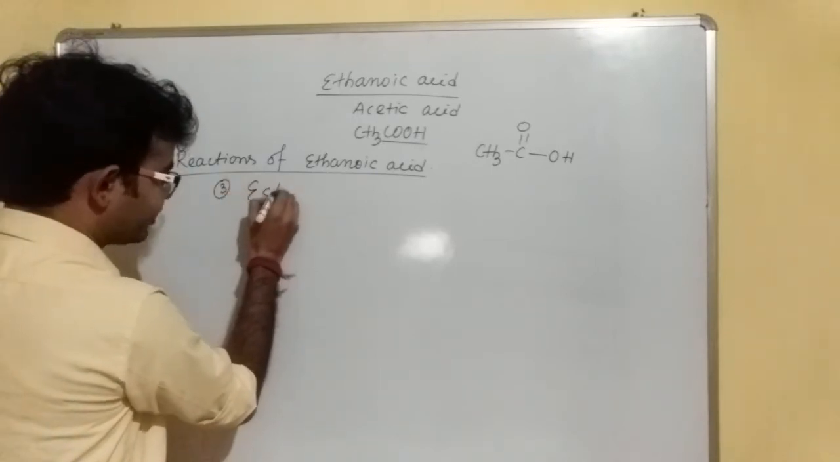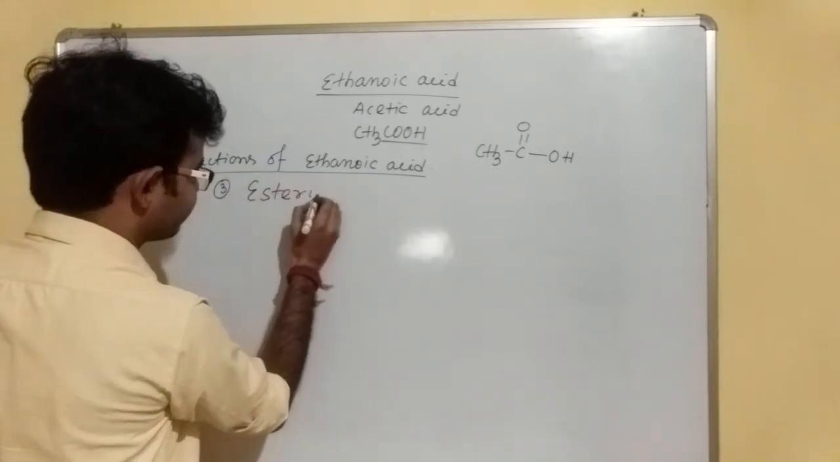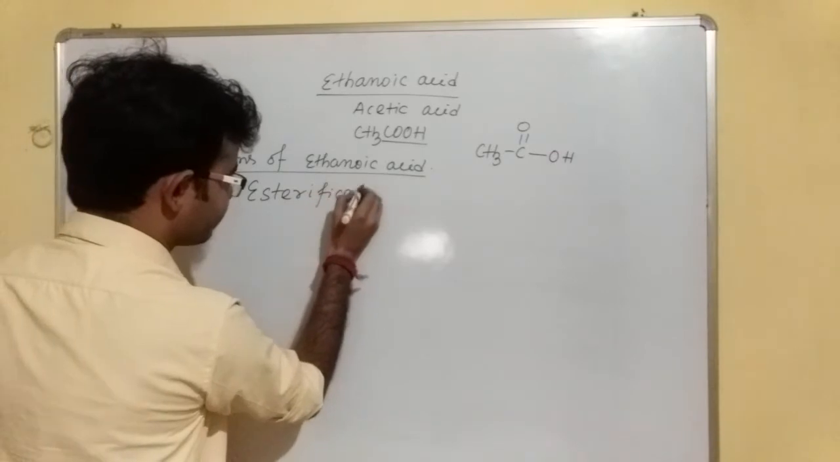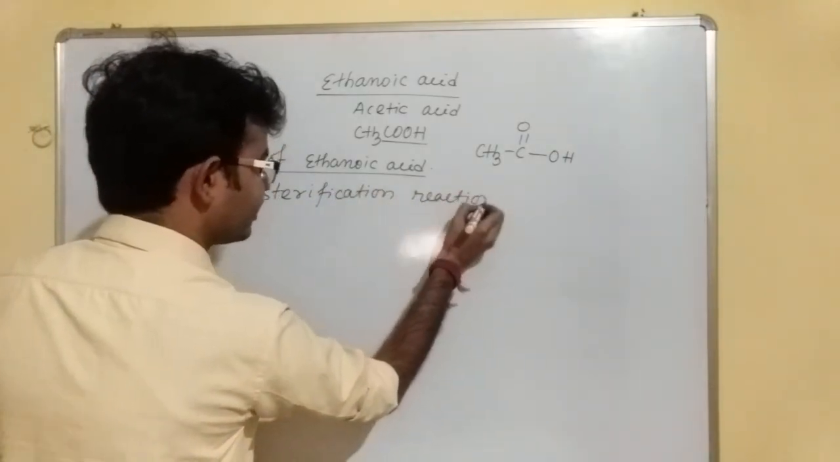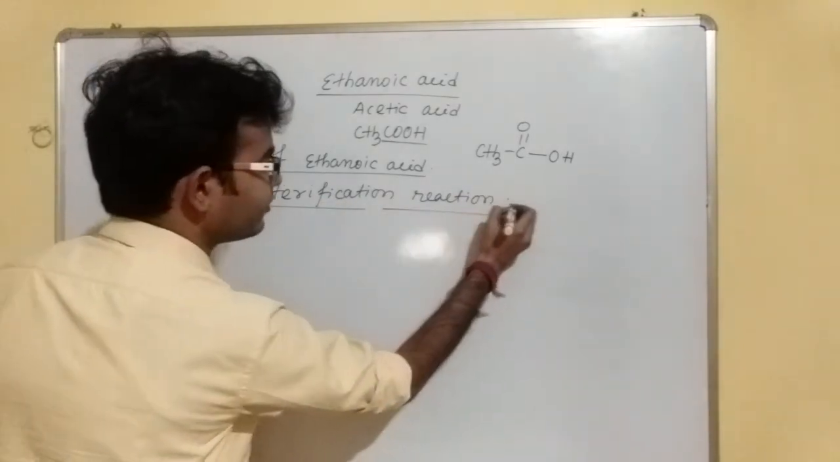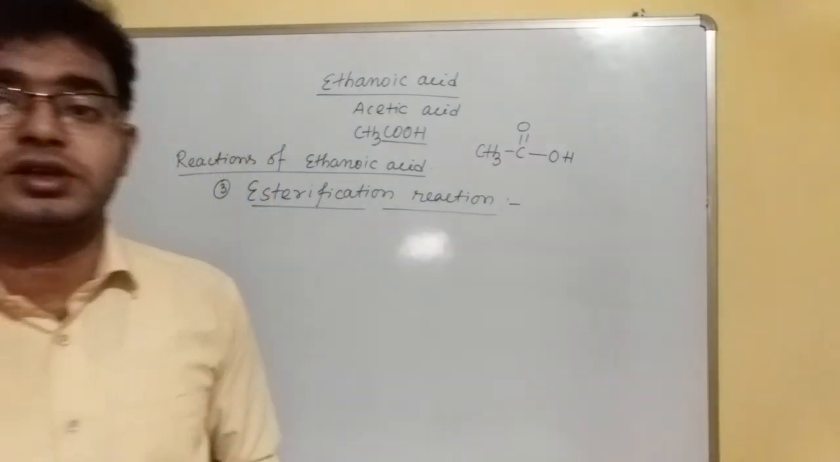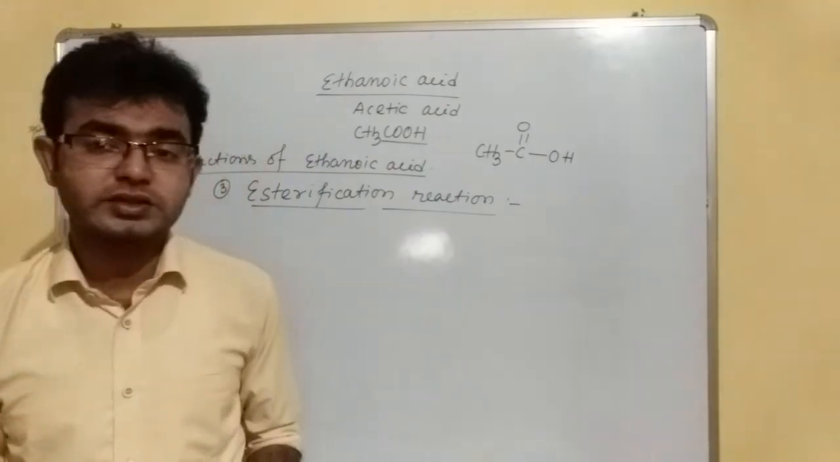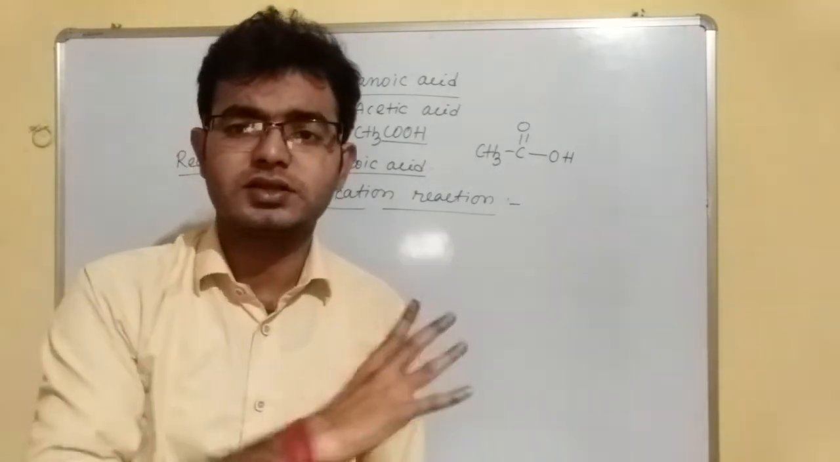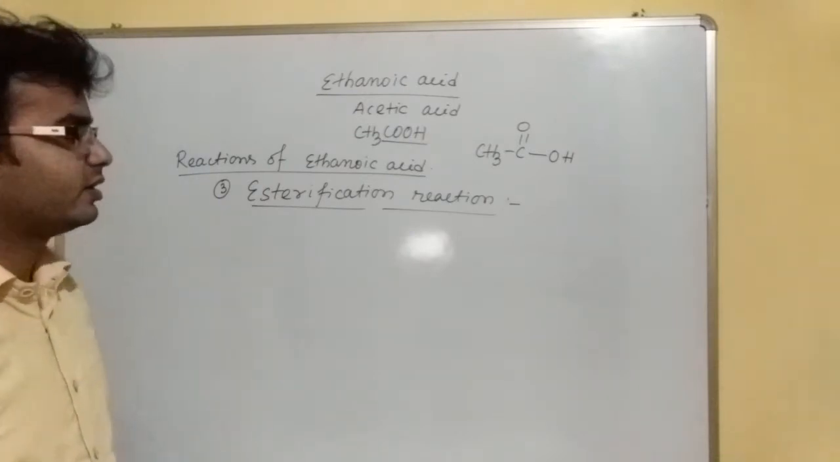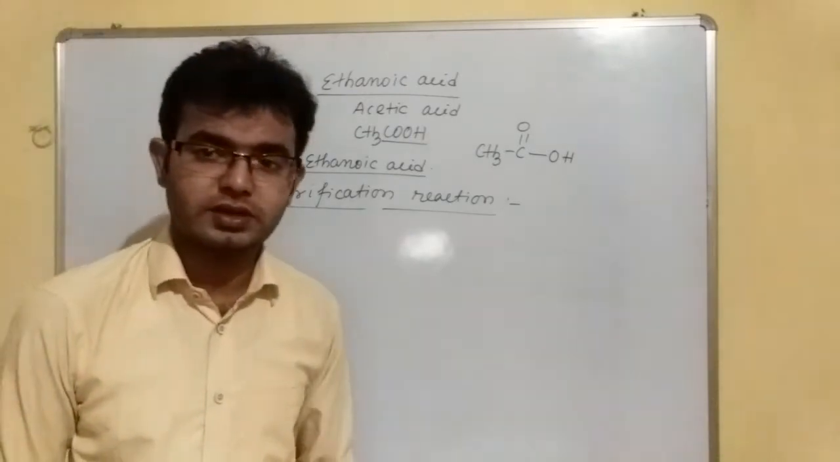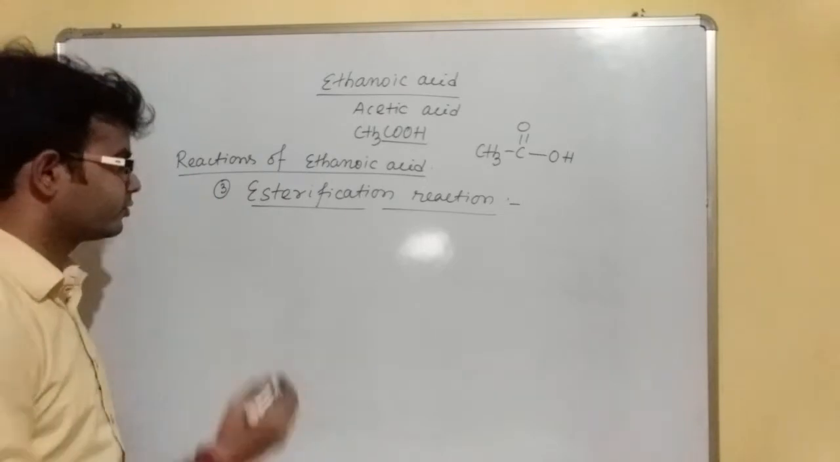Next, reaction number 3. That's the most important reaction. It is called the esterification reaction. Remember, this reaction is the identification reaction of carboxylic acid. कोई भी कार्बोक्सिलिक एसिड को आइडेंटिफाई करने का सबसे बेस्ट तरीका, सबसे बेस्ट रिएक्शन एस्टेरिफिकेशन रिएक्शन है. Okay, the esterification reaction is used to identify the carboxylic acid. Now let us discuss how to do it.